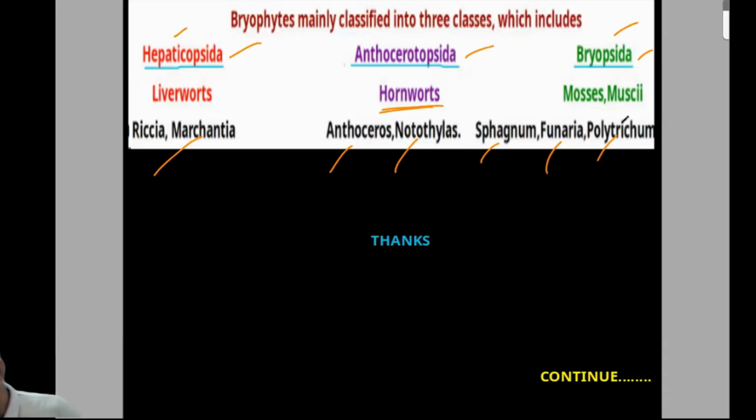I think idea is clear. So this we will be discussing in this episode. Next episode, we will be proceeding to liverworts and we will be completing this bryophyte, including life cycle, economic aspect, etc.